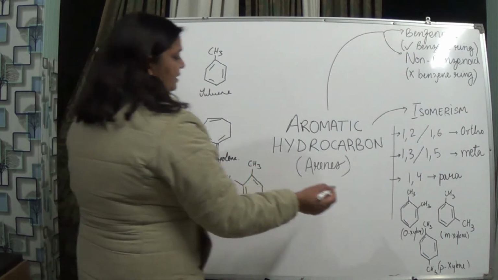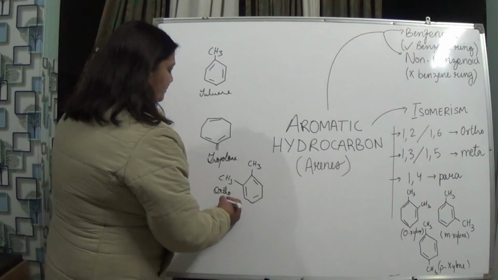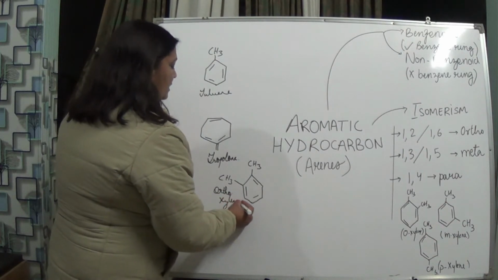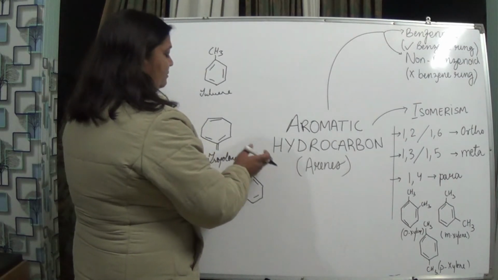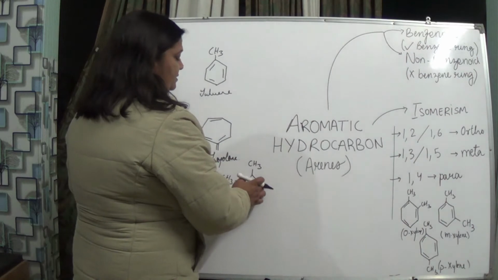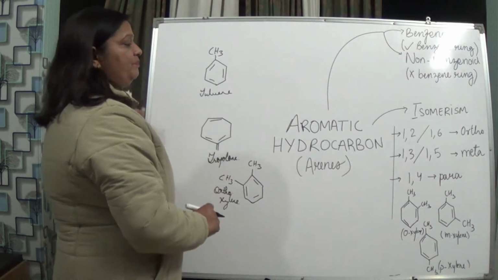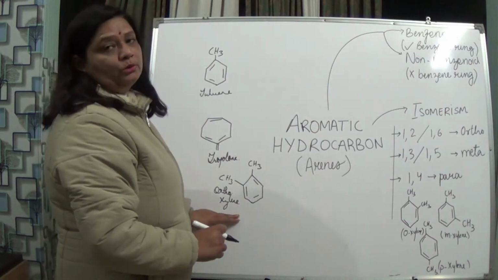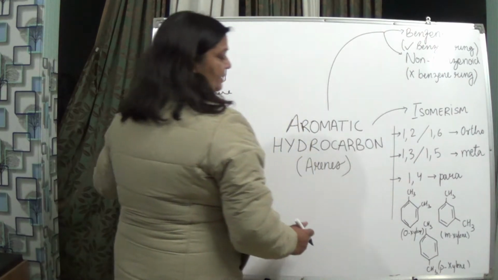So here you can see this is ortho-xylene, and this is also ortho-xylene. It can be counted from this side or from this side, and if you count from this side, some other number will come. Why? Because if you count from this side, this is 2, and here it will be 6. So this denotes the ortho position. Now 1 and 3, and 1 and 5, is the meta position.